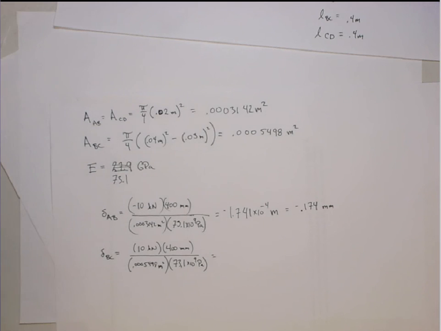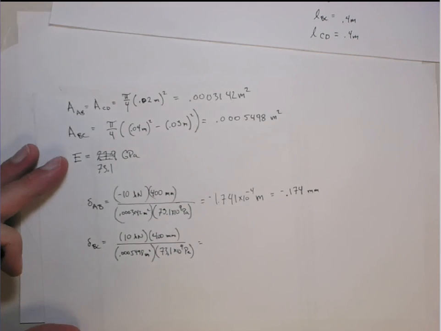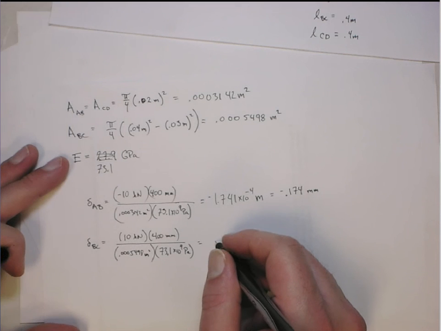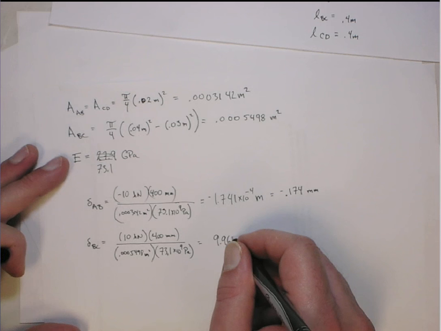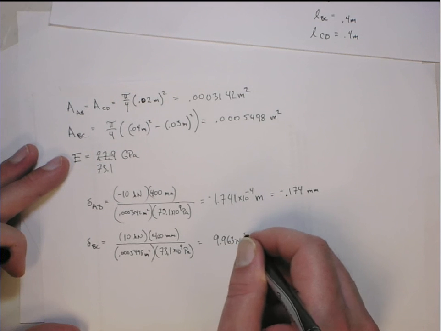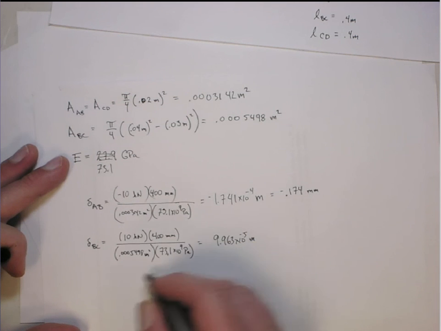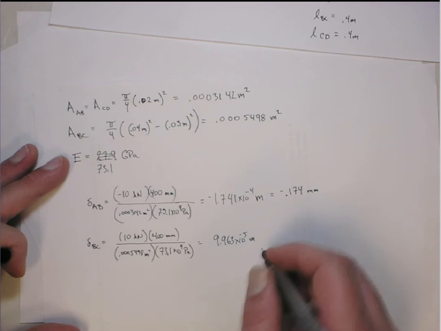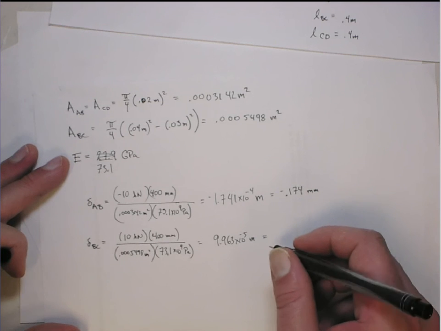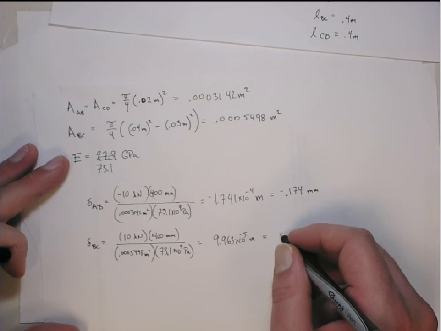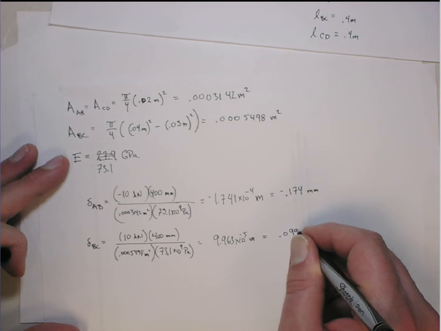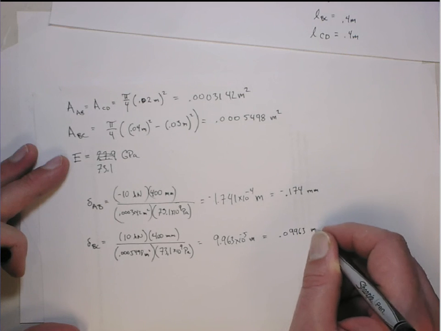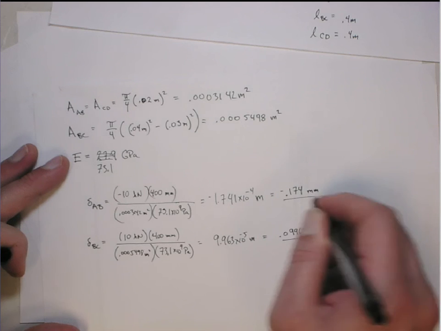So now I get an extension of 9.963 times 10 to the minus 5th meters. It's a little less because the cross-sectional area is bigger. It's got stiffer. And then that gives me in millimeters, that's 0.09963 millimeters. Okay, positive, it extends.